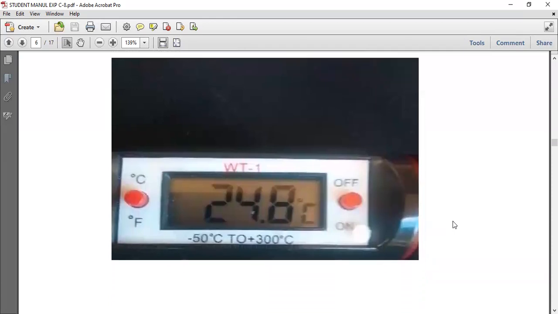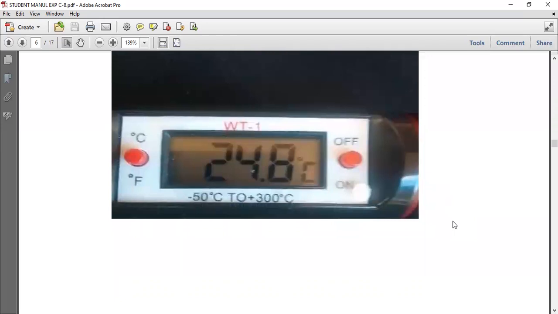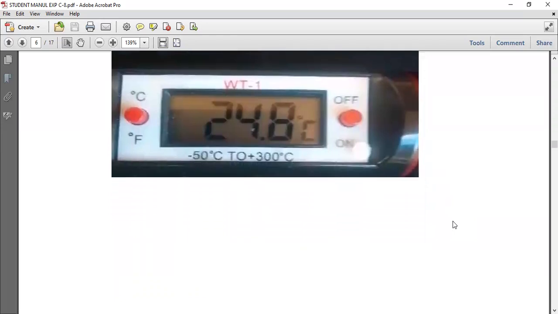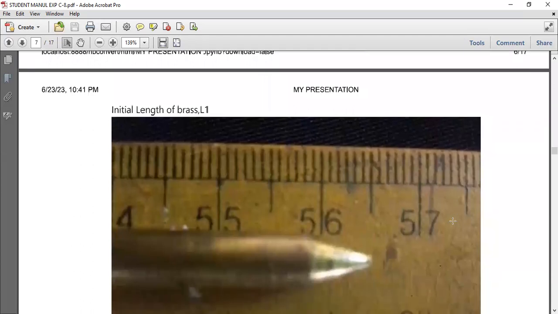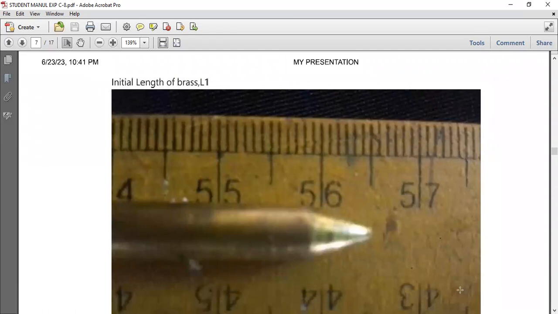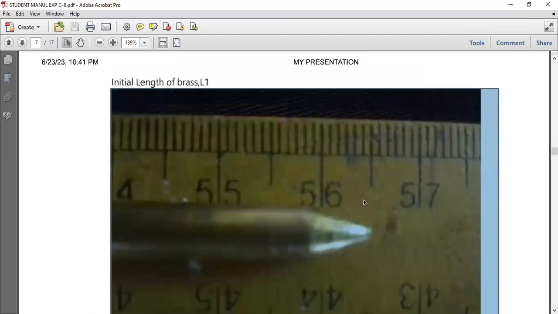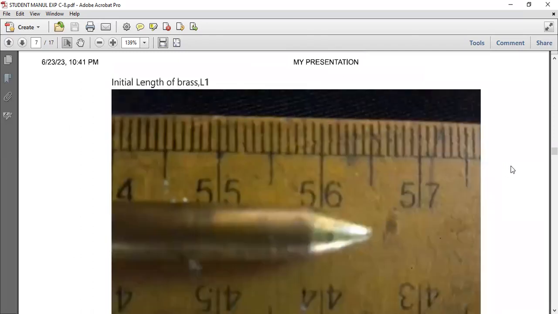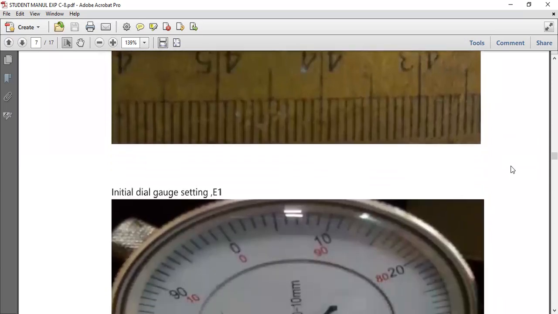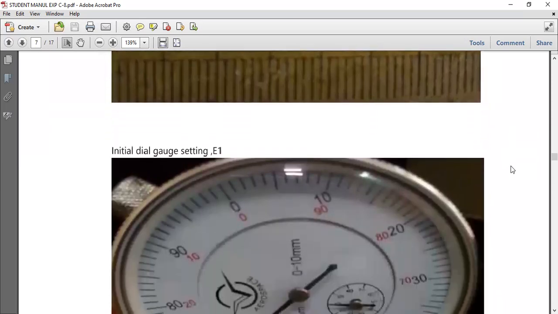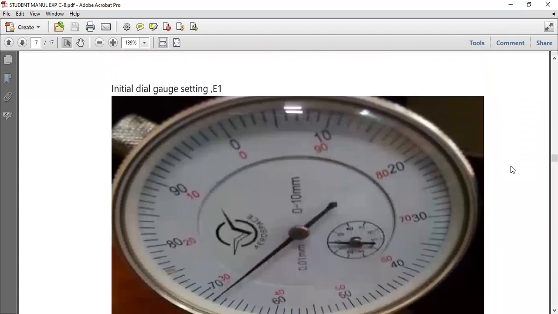So we'll record that. Then we also take the initial length of the metal rod, brass. Here is the brass. So you can see the initial length is 56.5 centimeters. So we also make that record. We also take the initial reading of the dial gauge as E1.